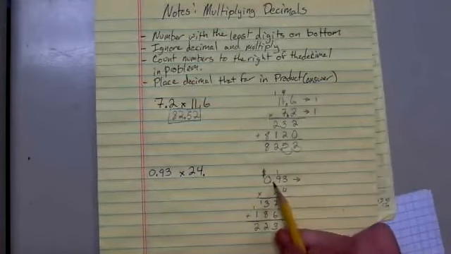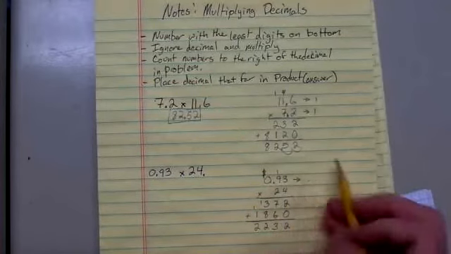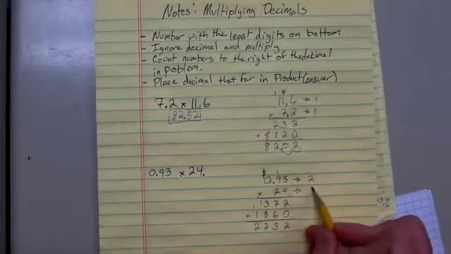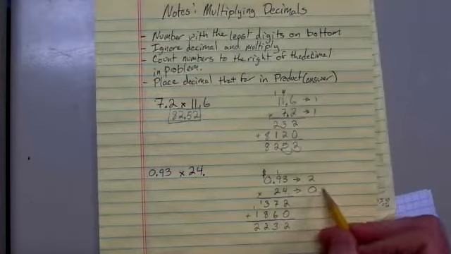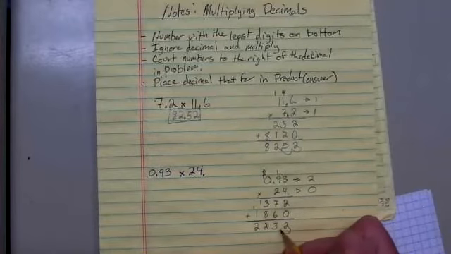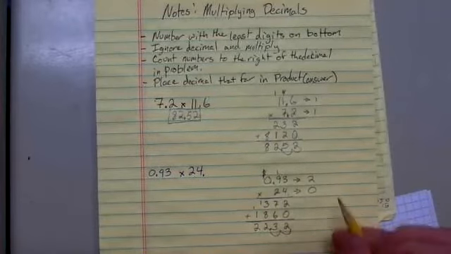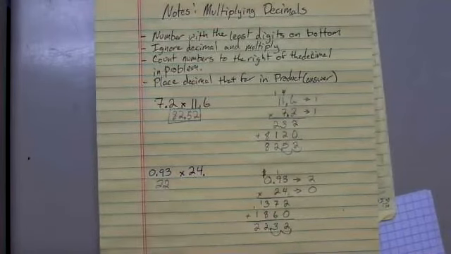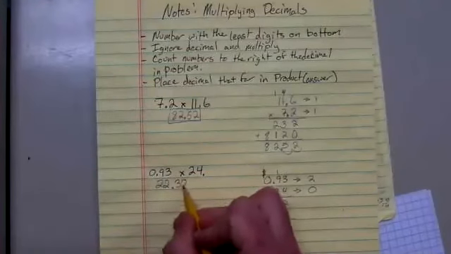How many numbers are to the right of this decimal? 1, 2. How many numbers are to the right of this decimal? 0. So we add them up. 2 and 0 is 2. So we move our decimal over 1, 2 spots. So our answer is 22.32.